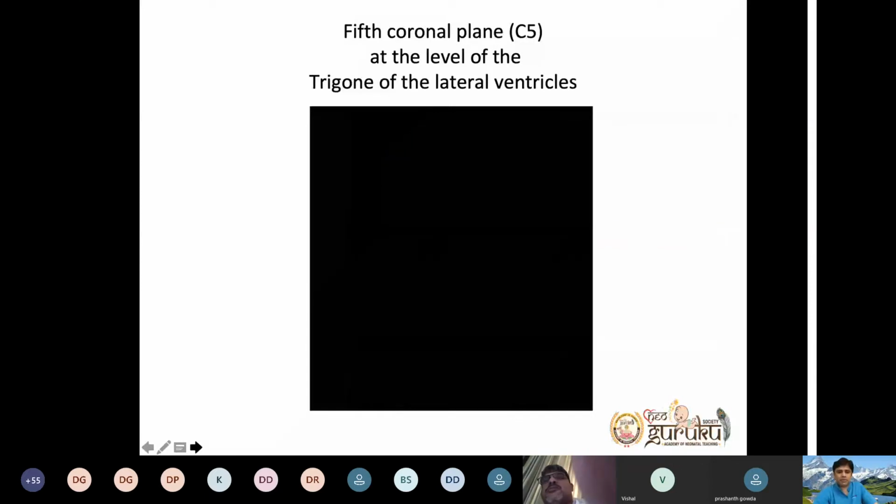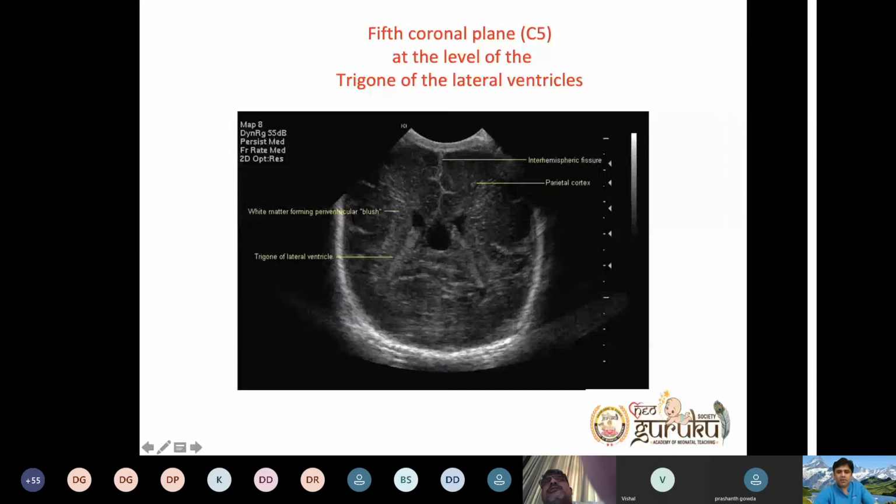So layers of skull, then you have the intrahemispheric fissure, parietal cortex, then you have your lateral ventricle with choroid plexus. You can see it here within the trigone of the lateral ventricle. This is how the fifth plane looks.